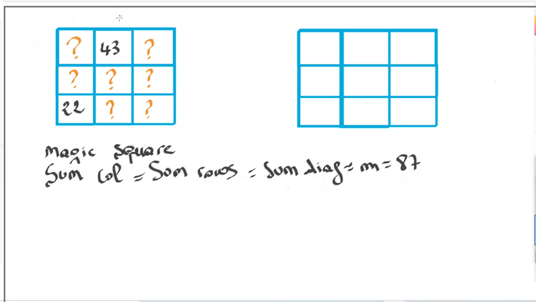So here we got 87, the sum of this column, 87, same thing, the rows and diagonals are also 87 if we sum them up. So the question is to find these items in the table.